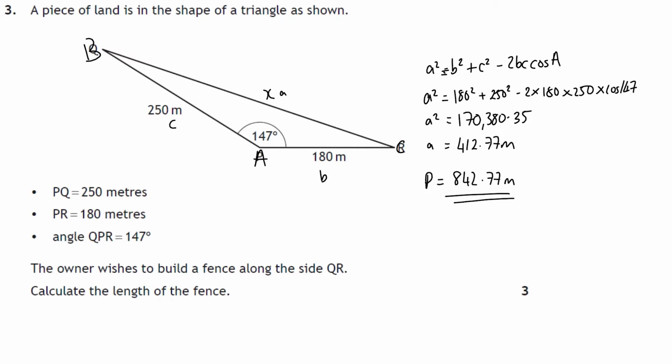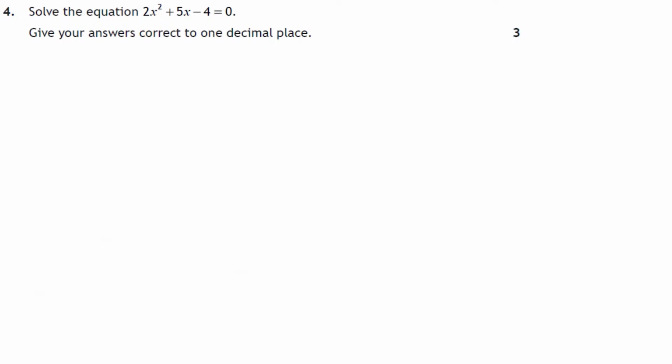Okay, question 4. Solve an equation giving your answer correct to 1 decimal place. So we've got a quadratic equation here. This part here is hinting that we have to use the quadratic formula, which is in the formula sheet. So we've got the value of a is 2, the value of b is 5, and the value of c is negative 4.